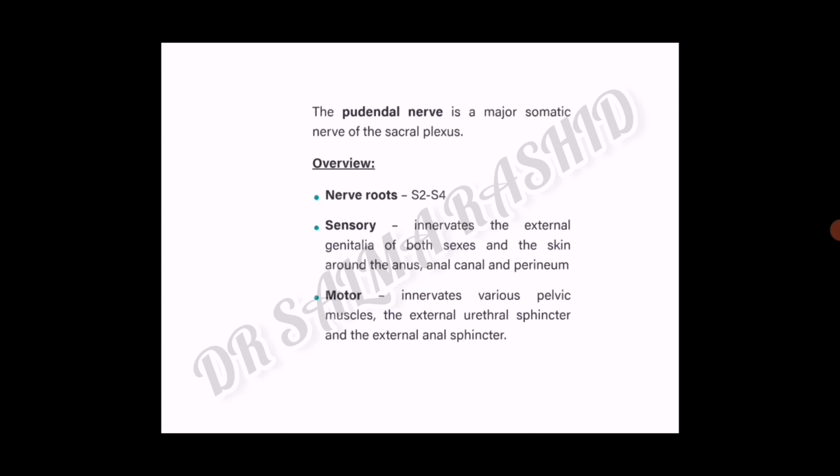The pudendal nerve is a major somatic nerve of the sacral plexus. Overview: its nerve root is S2 to S4. Sensory: it innervates the external genitalia of both sexes and the skin around the anus, anal canal, and perineum. Motor supply: it innervates various pelvic muscles, the external urethral sphincter and the external anal sphincter.